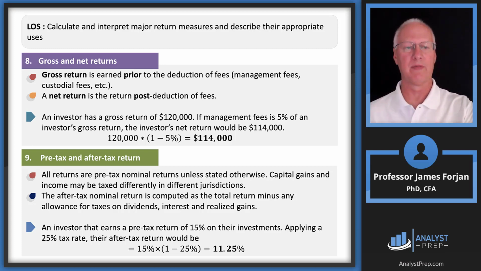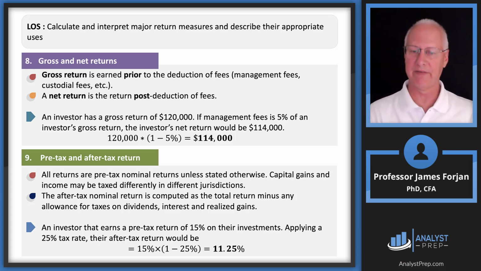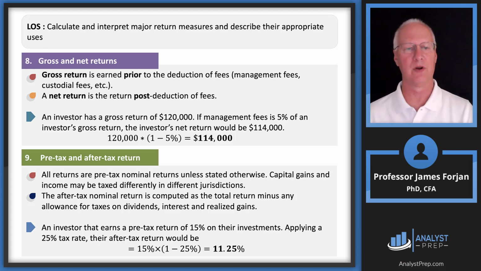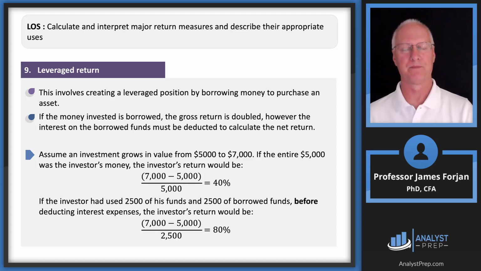So look right above the green box. We have the 120 times 1 minus the management fee of 5%. So just think of it, you're really only getting 95% of the gross return. And then down there at the bottom, if we have a 15% return and a 25% tax rate, we're only getting 75% of our total return. Yeah, this is probably one question on the exam.